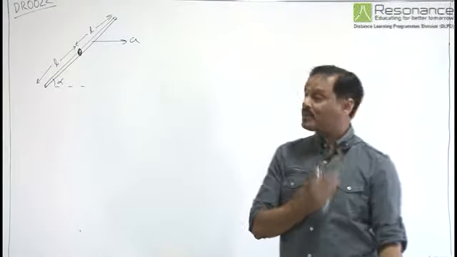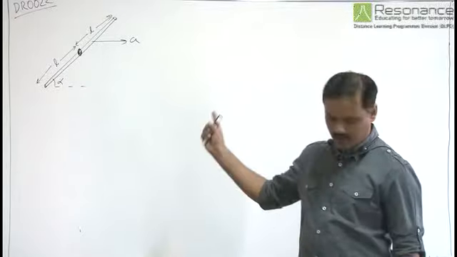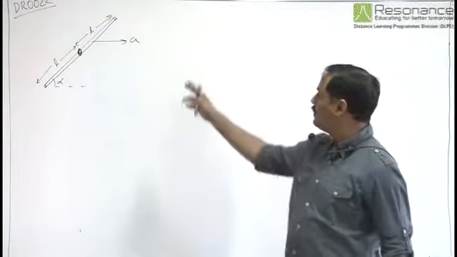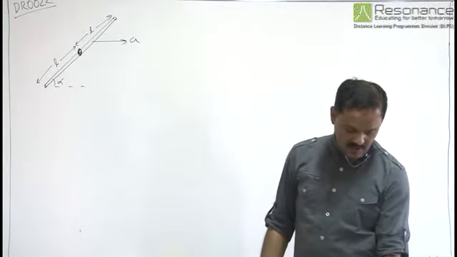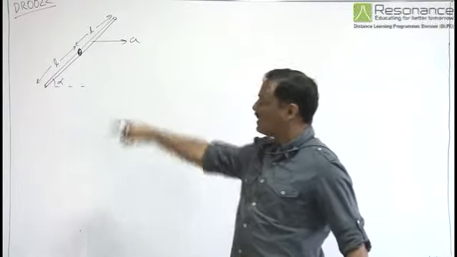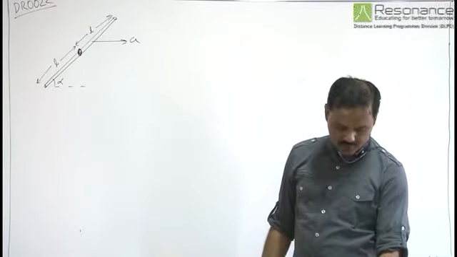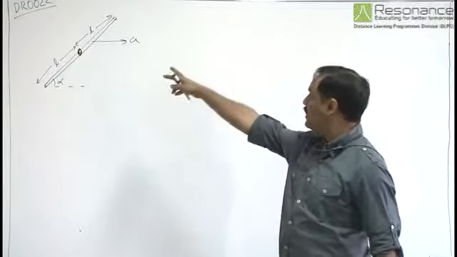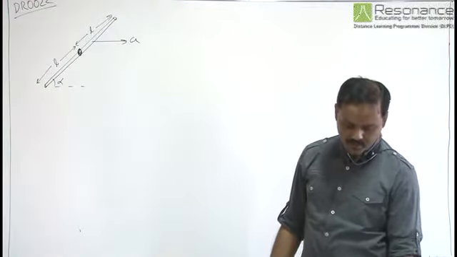In this particular question, we have a bead of mass m which is fitted onto a rod of length 2L, and the bead can move on the rod without friction. At the initial moment, the bead is in the middle of the rod, that is at a distance L from one side.